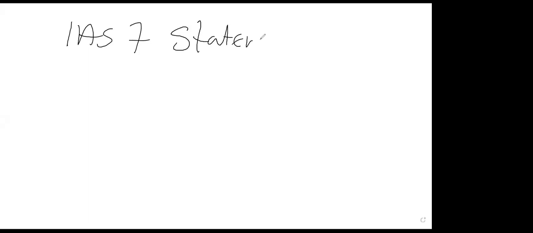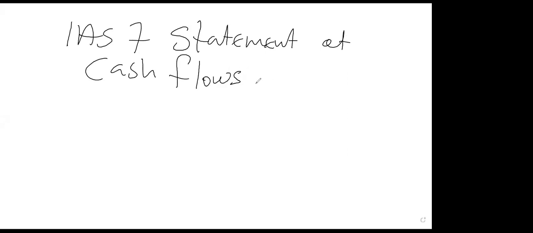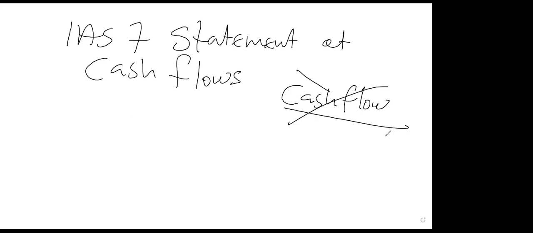Great. So welcome, all of you, to the question solving stage of IAS 7, Statement of Cash Flows. Take note that you call it cash flows. Anywhere you're writing, make sure you write cash flows, not cash flow. It's cash that flows. You're looking for the cash that flows in and out. So there are two directions. Good.